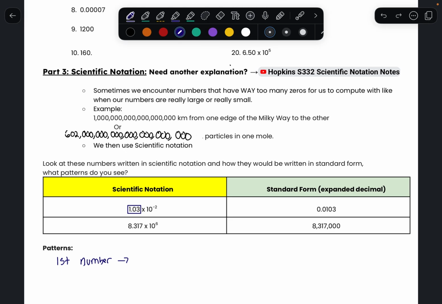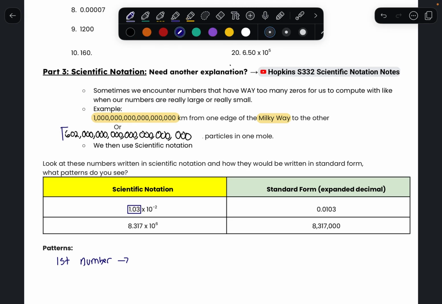So for example, if we're thinking about the Milky Way galaxy, this is the galaxy that we live in. That Milky Way galaxy is about 1 followed by a long string of zeros, and so on, kilometers from one edge to the other. So it's a really big place. That's a whole lot of zeros to write down.